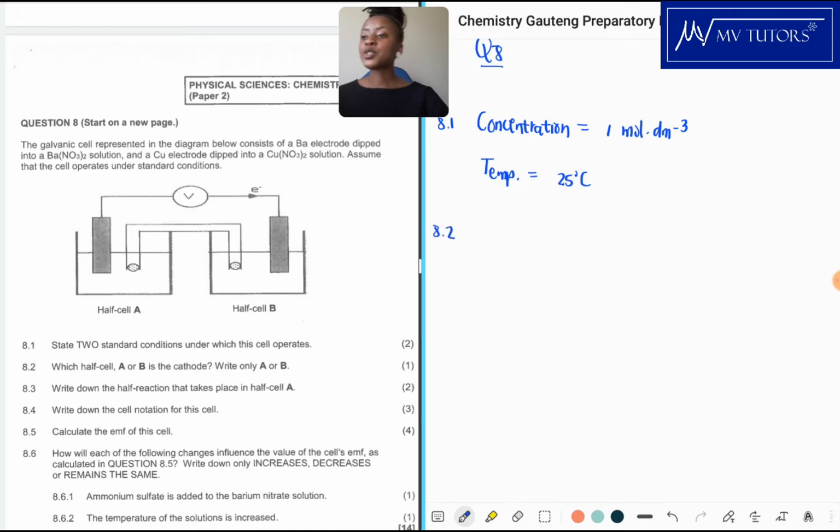All right. And then 8.2, which half cell, A or B, is the cathode? Okay, guys, you can see where the electrons are going, right? They are moving from the left all the way to the right. So in this case, since that's the case, reduction occurs at the cathode, red cat. So the cathode will be half cell B. Okay, so right, only A or B. Okay, 8.3.